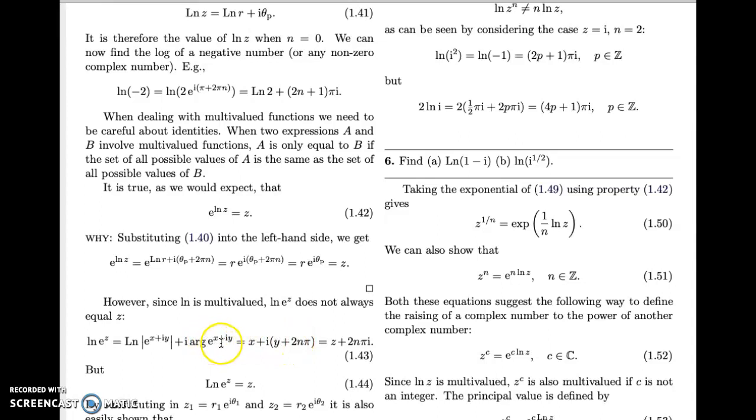So we end up with the argument equaling y plus 2nπ, and that gives us the original number z, which is x plus iy, back, but we've got this extra 2nπi appearing. So in this case, log of e to the z is a multi-valued function. Log is always multi-valued. So we end up with this extra 2nπi added onto the z. But if we have the principal value log e to the z, then we're okay, because you then set n equals 0 and then z equals z, and that's okay.